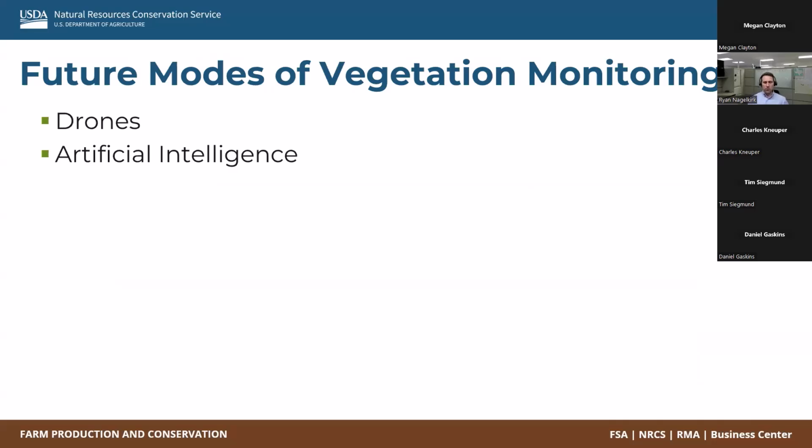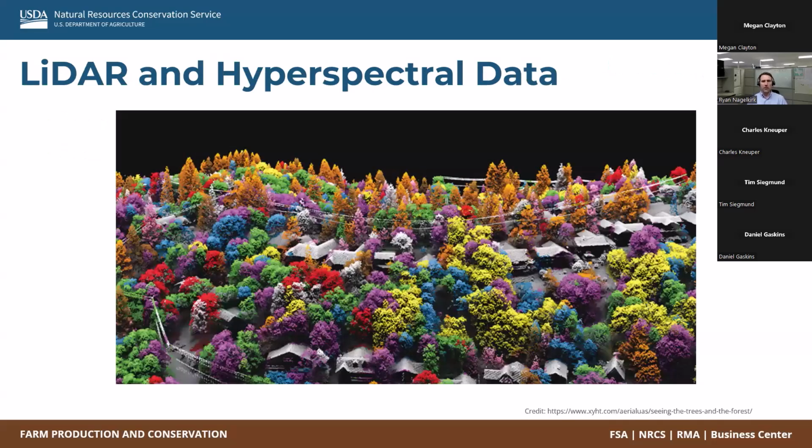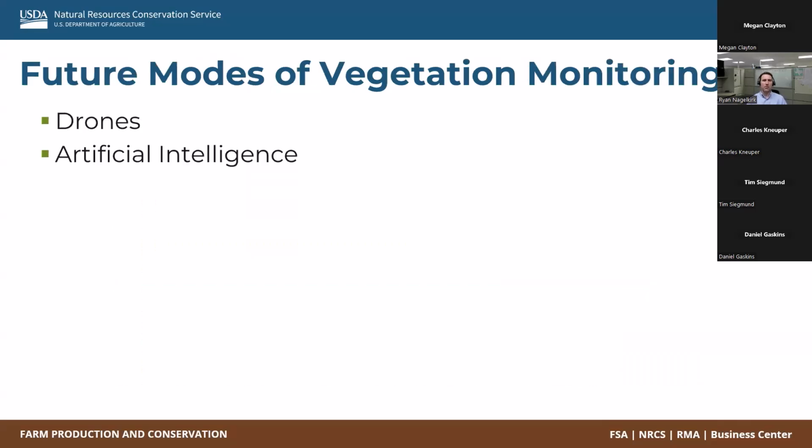Which brings us to the future, because getting to this point is already a challenge. It's being developed. In the future, it'll become better and better. And some of the tools that we can use to do these things more rapidly and more accurately are drones, and then artificial intelligence. So we'll get into those.